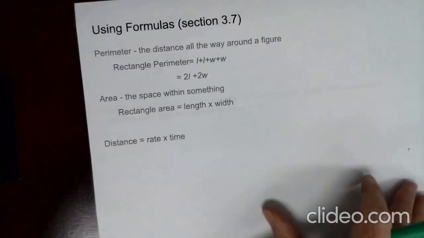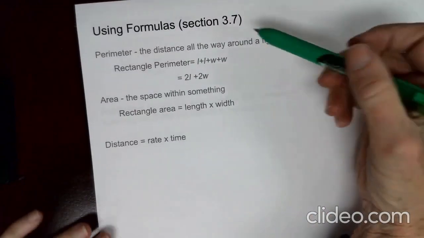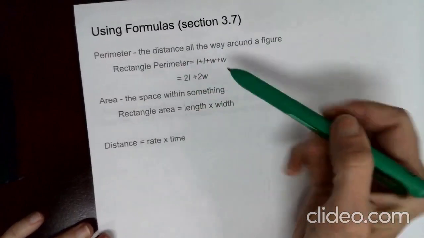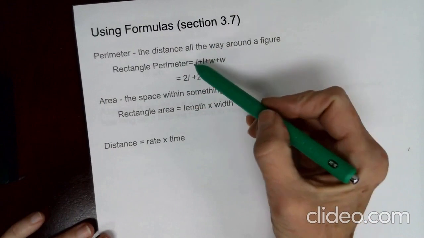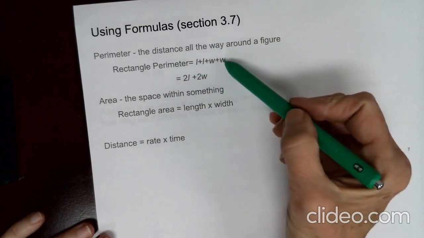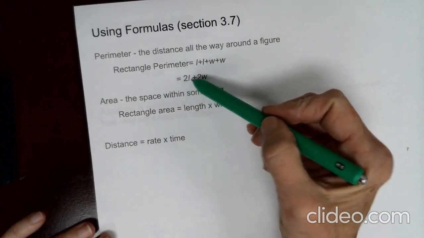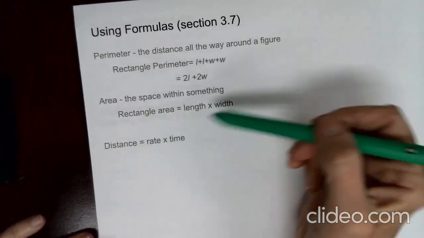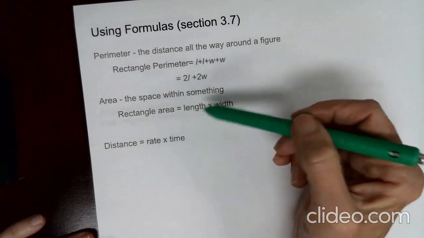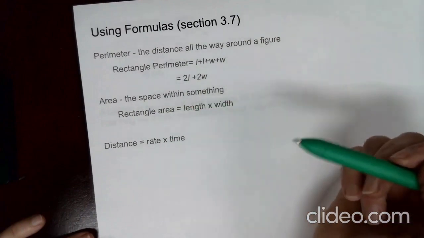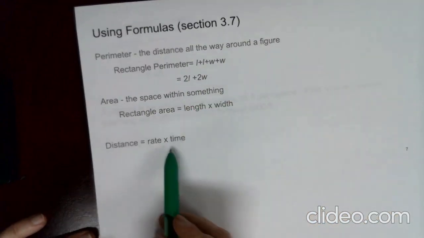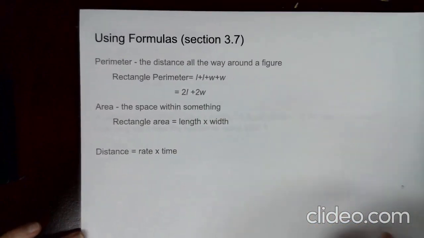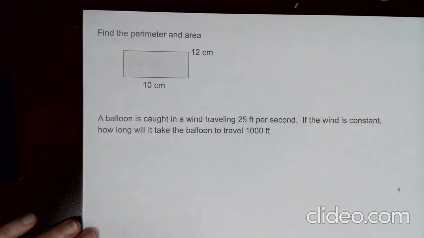Section 3.7, we used formulas with these. The perimeter, remember, is the distance all the way around a figure. So like a rectangle, you have length plus width, or 2 times the length plus 2 times the width. Area is the space within something. Rectangular area is length times width. Distance is equal to rate times time. Those are all formulas that you're going to use in these problems.